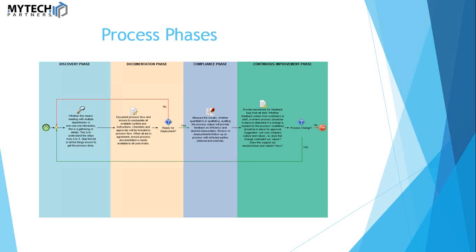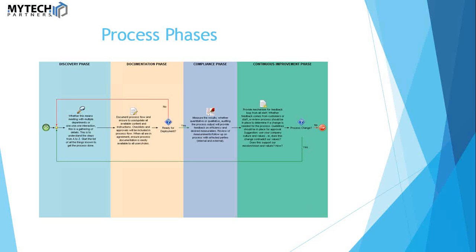The documentation has to be something visual, understandable, and have enough detail so that a user or a staff member can actually understand. It's always good in the process flow to have any available content where you might have checklists, and show the approvals, as this does right here. When all are in agreement, you ensure the process is easily available to everyone.